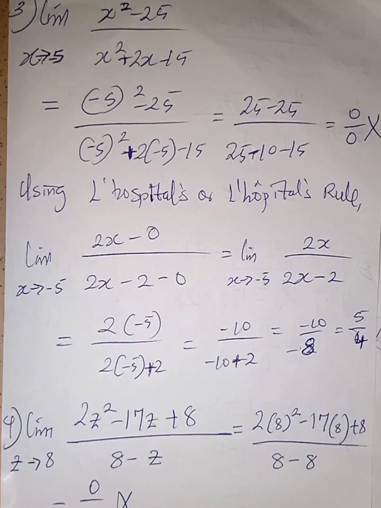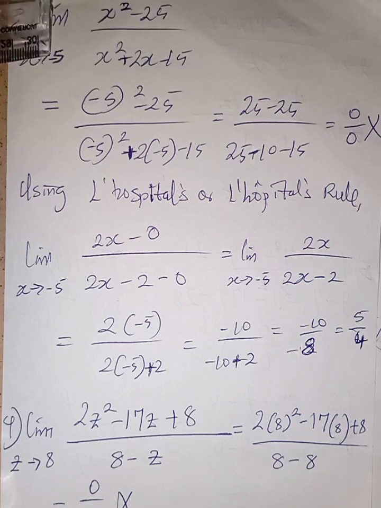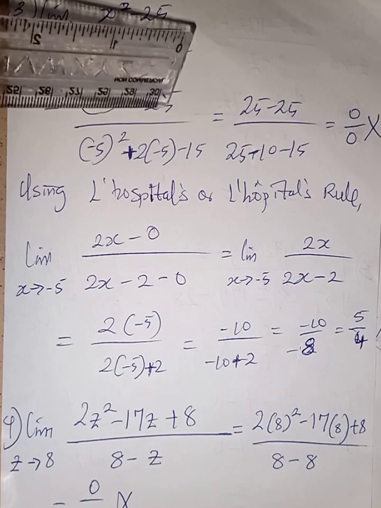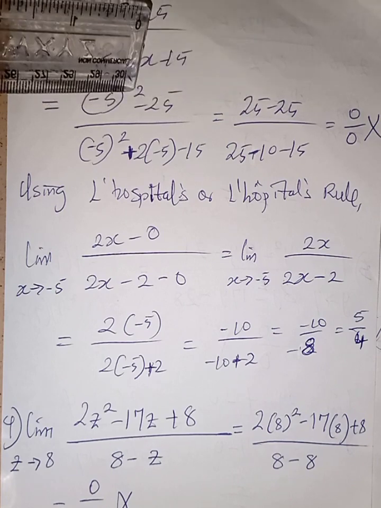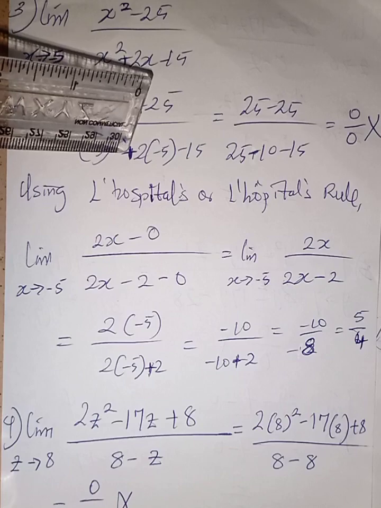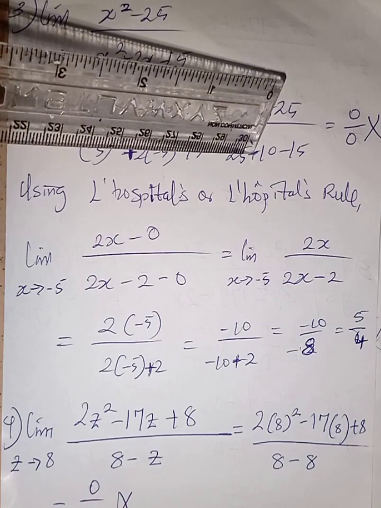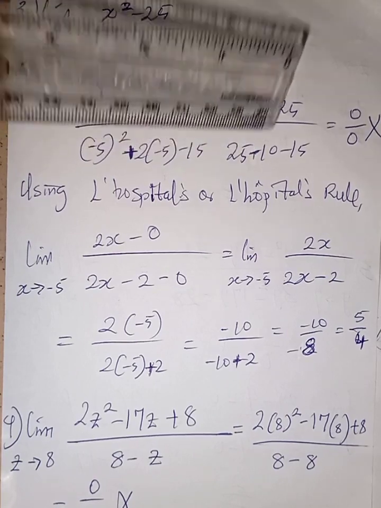Now, alright, question 3. Limit of the function x squared minus 25 all over x squared plus 2x minus 15 as x approaches minus 5. That's the question. The first thing, anywhere you see x, put minus 5 here, minus 5 here, minus 5 here. So minus 5 squared will give you 25 because 2 is an even number, the minus will change to plus. The same thing here. Then plus 2 times minus 5 will give you minus 10.